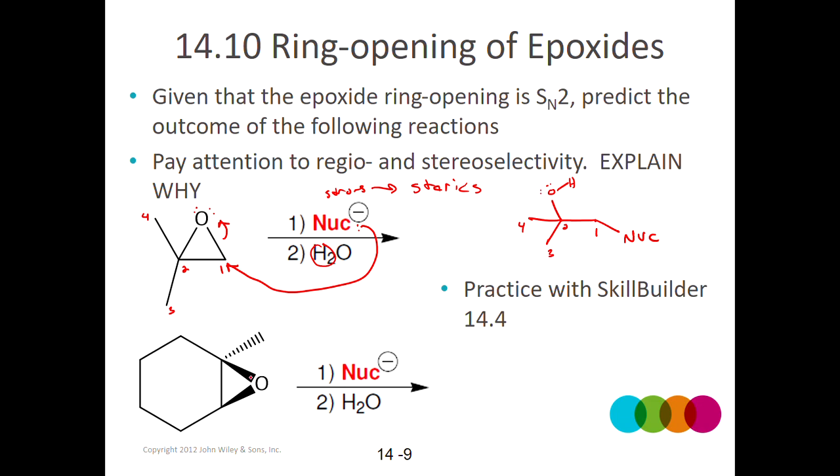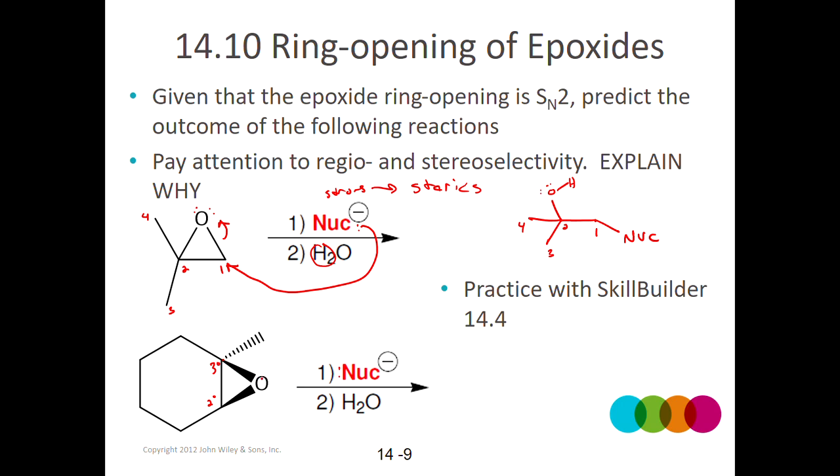So let's take a look at this example. Here we have a tertiary versus a secondary. So the secondary site has less sterics. We also have a specific stereoisomer. This carbon here has a specific stereochemical configuration. We could determine what it is real quick.